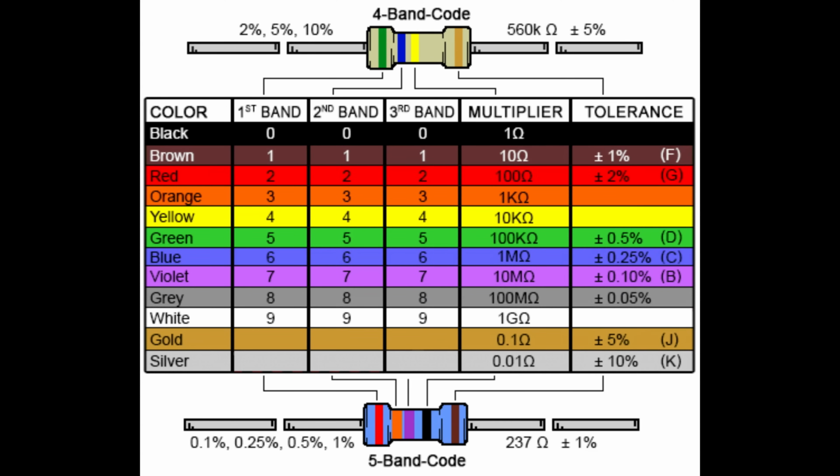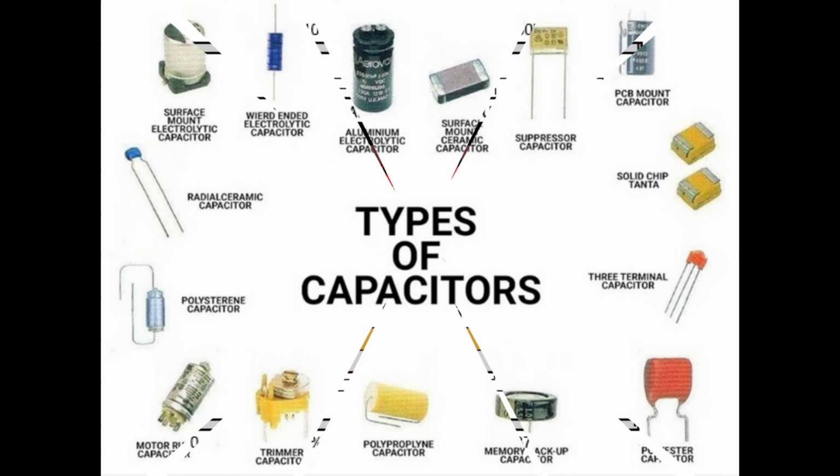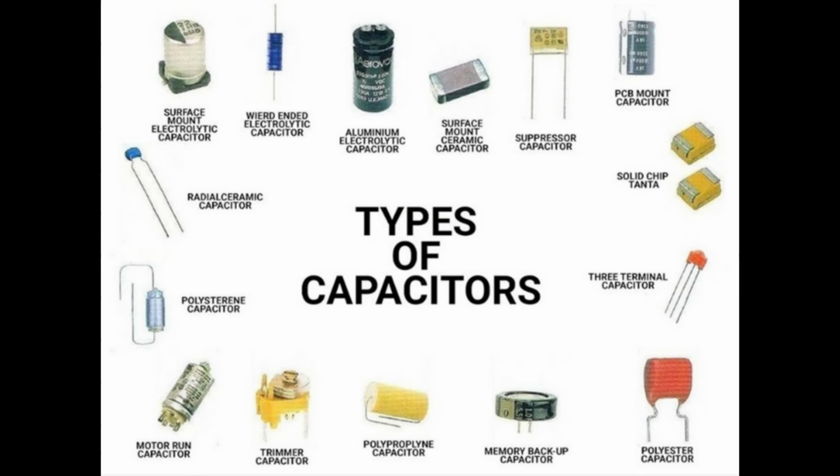Next is capacitors. Here's a photo of several different types of capacitor. Each is designed to meet specific functions. The trimmer cap is a prime example. It is primarily used to tune a circuit to resonate at a specific frequency.